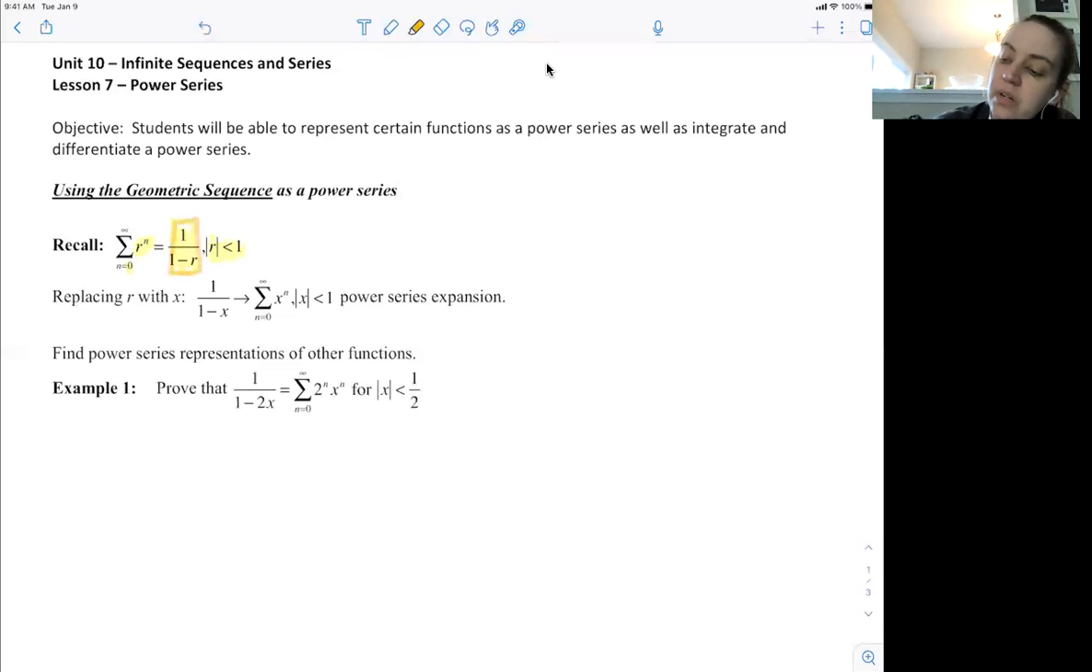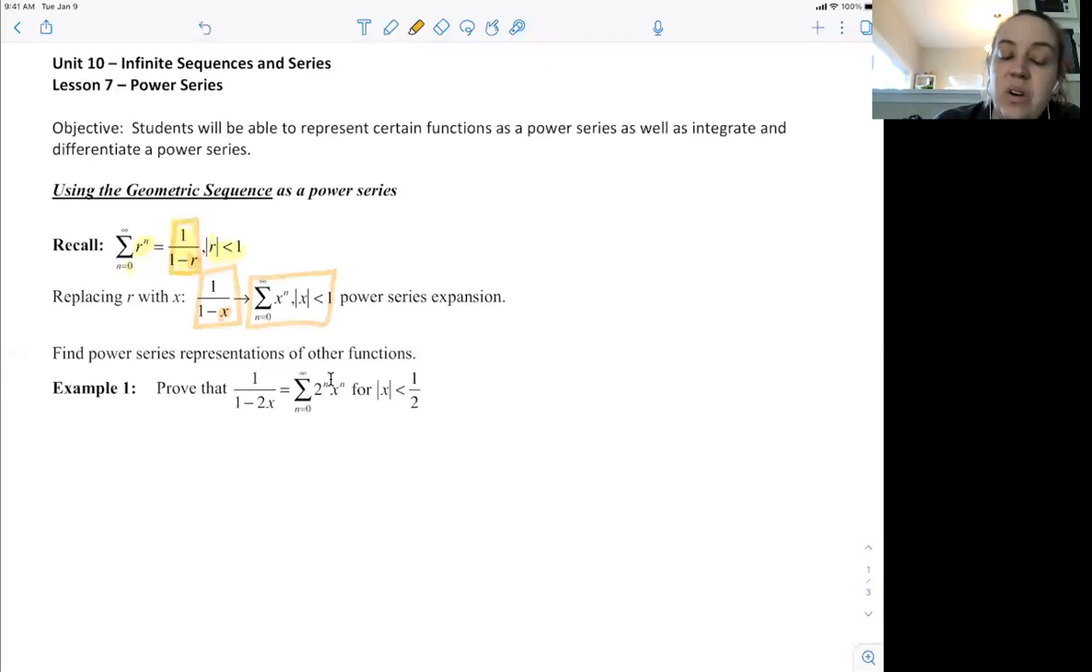If I look at this quotient and this quotient, and I replace this r with an x, it now looks like this. So instead of it being a geometric series, now we think of it as a power series. And that power series is x to the n. Find power series representations of other functions. So what do I mean by that?